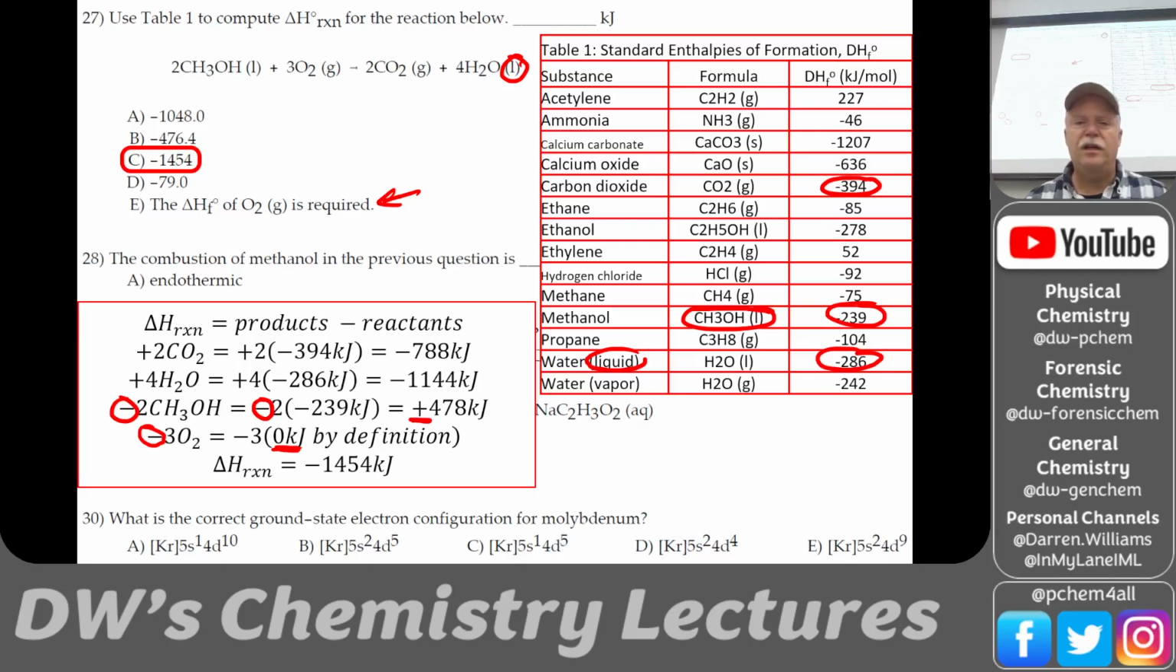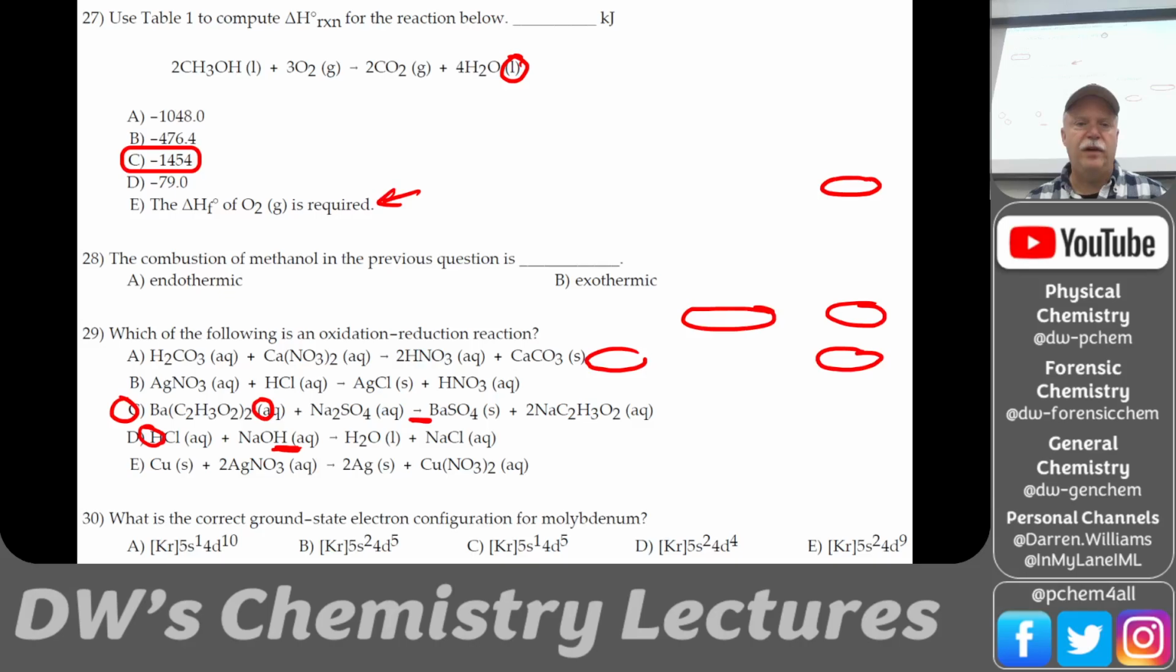So yeah, the only trick on this one was remembering that oxygen is 0, so it's not even listed in the table. We could look at that value and see that it's negative. We know that that reaction then releases heat. It's exothermic.